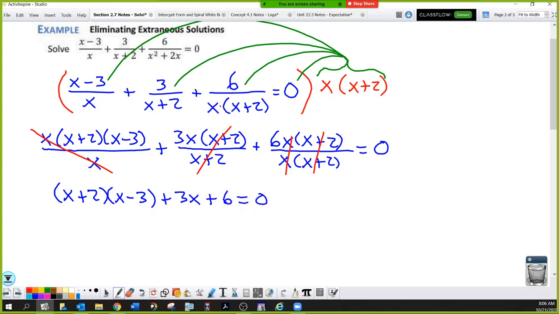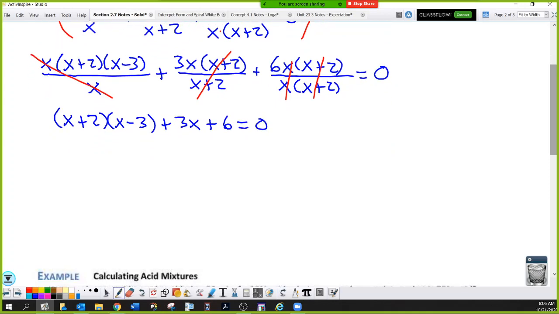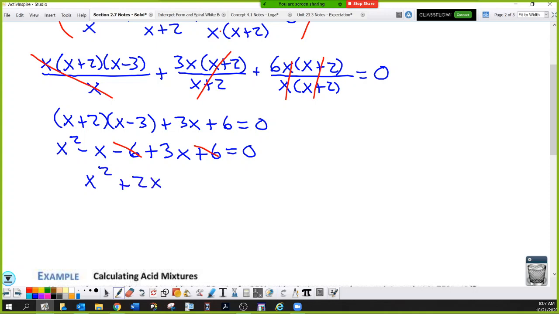Now, unfortunately, at the very beginning of the process here, I am going to have to FOIL x plus 2 and x minus 3. I'm going to go out on a limb and say that everybody in the room knows how to FOIL. I'm not going to show that work. I'm just going to write the result: x squared minus x minus 6 plus 3x plus 6. Huh. Look at that. Negative 6 and positive 6. They cancel out. That leaves me with x squared plus 2x equals 0.